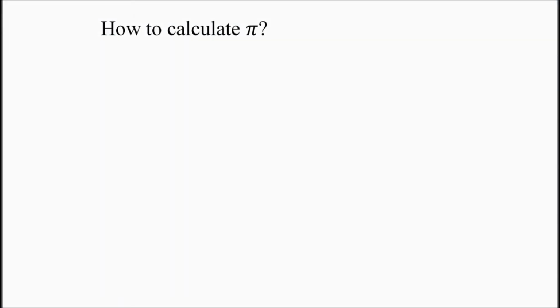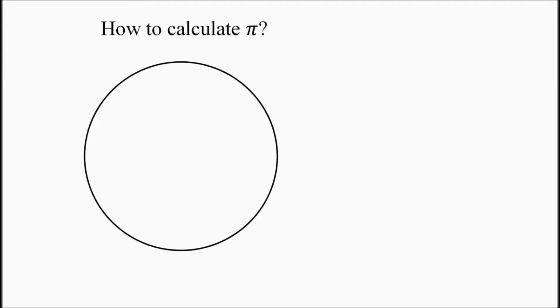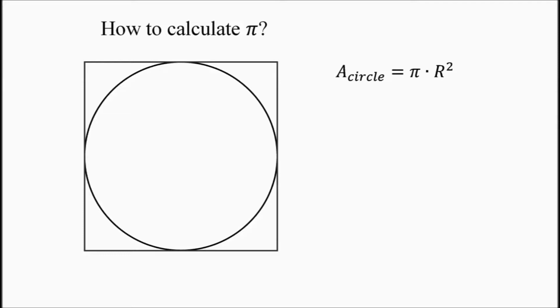How can we now actually calculate pi? In a first step, let's take a circle. We know this circle has a certain radius r. And we know, of course, that the area of this circle equals pi times r squared. Now in a second step, let's put a square around the circle. Then we know that the edge length of this square equals the diameter of the circle, which is 2 times r. And we know that we can calculate the area of the square relatively easily. It's the edge length squared.